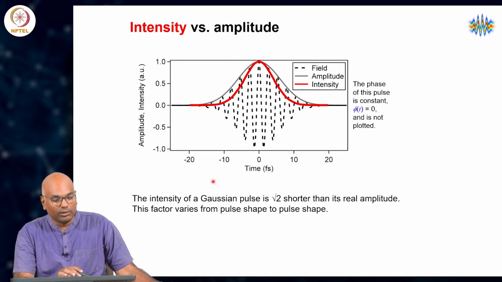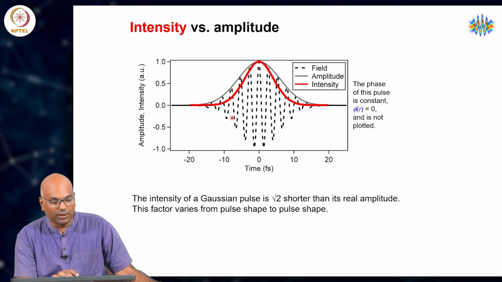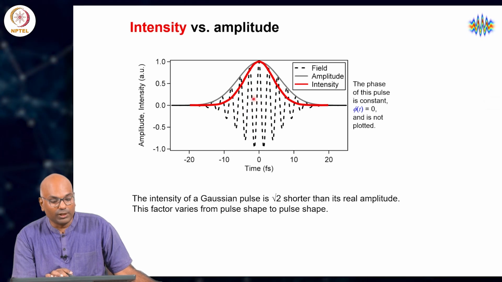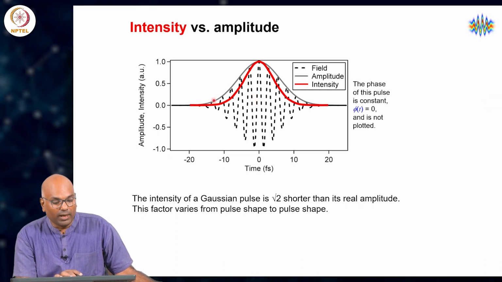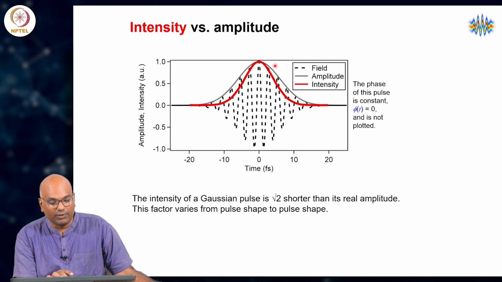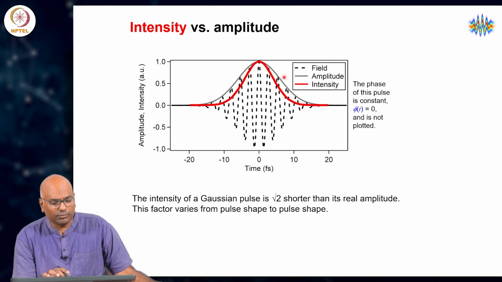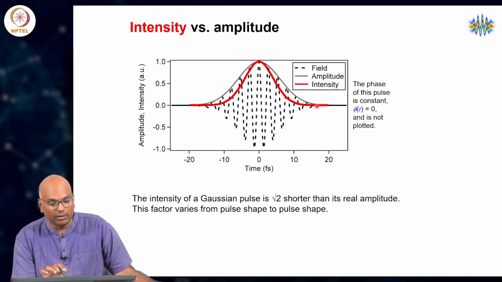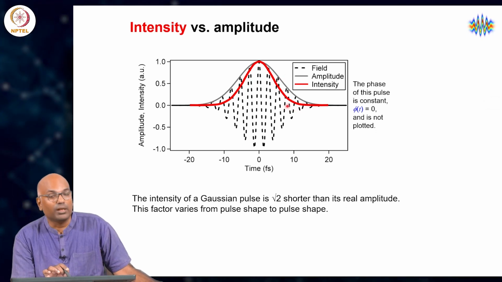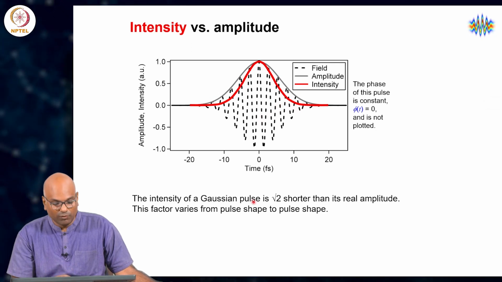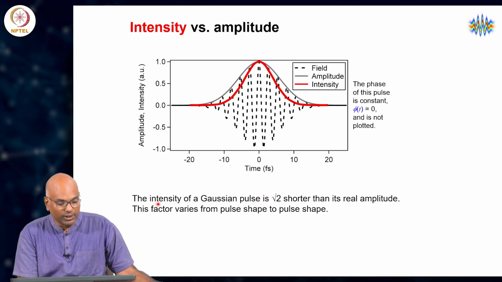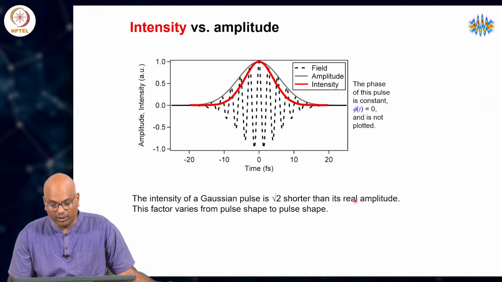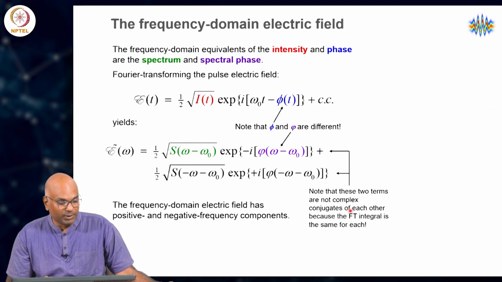And for a quick look, the carrier oscillations, which are the dotted lines corresponding to the fast oscillations of the electric field, and the envelope of the electric field, this is the gray curve, which for us is the square root of I of t, and the red curve, which is simply I of t. The intensity envelope are all sketched here for a Gaussian pulse, whose intensity envelope has a width that is a square root of 2 shorter than the width of the real amplitude.